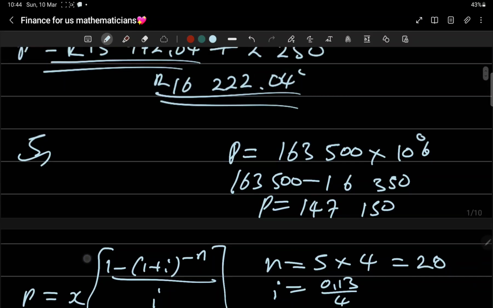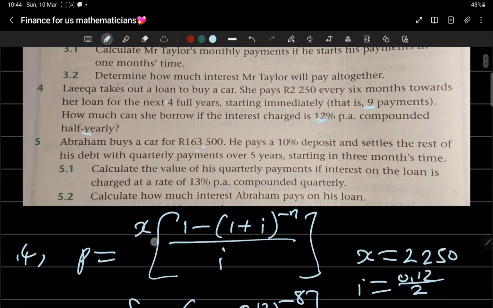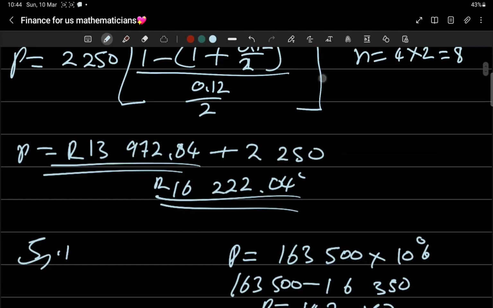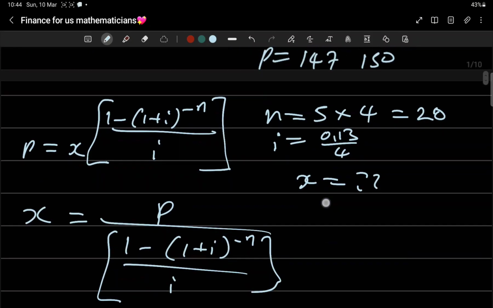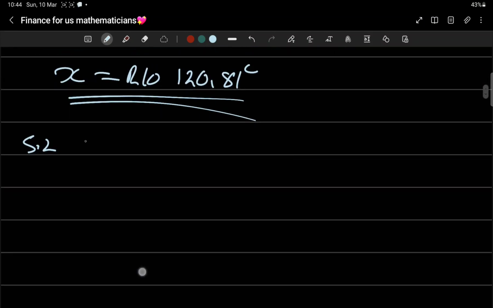The last question, 5.2. This was 5.1, by the way. Then 5.2: Calculate how much interest he pays on his loan. Remember the formula of interest.